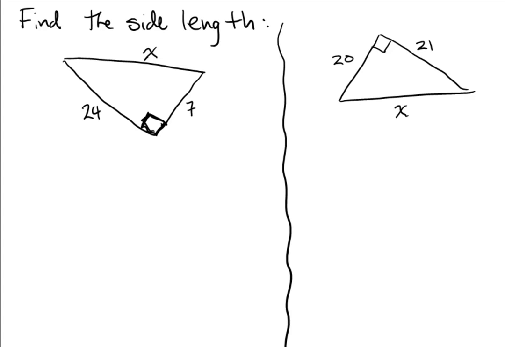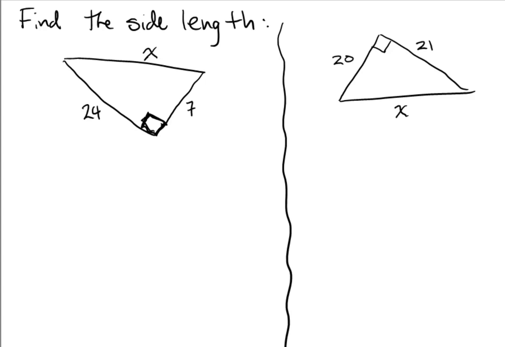This problem looks like one of our most famous theorems in all of math, I think, the Pythagorean Theorem. When you have right triangles, we know that the sum of the squares of the legs is equal to the square of the hypotenuse. The hypotenuse in both of my pictures is labeled with x.